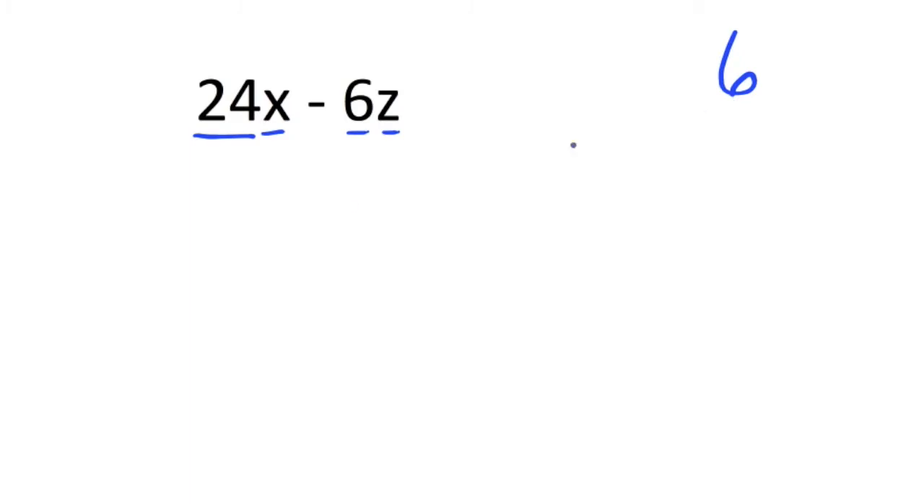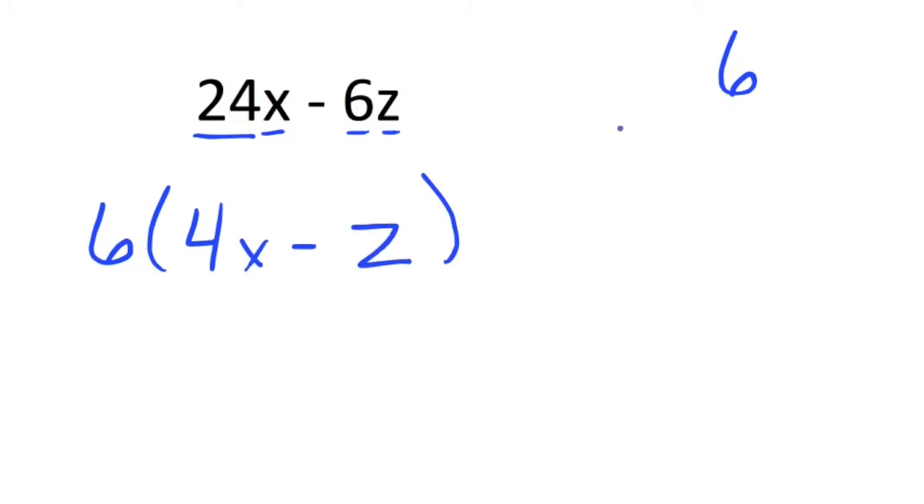So we're going to use that 6 outside of our parentheses, just like we did last time. And now we just need to find the inside by dividing. 24x divided by 6 is 4x. Minus sign stays the same. And 6z divided by 6 is just z. Right? If you had 6 z's and you give them out to 6 people, each person would get 1 z. We don't need to write a coefficient of 1 because it's understood that if there's 1 z there, there's 1 z. So 24x minus 6z equals 6 times the quantity 4x minus z.